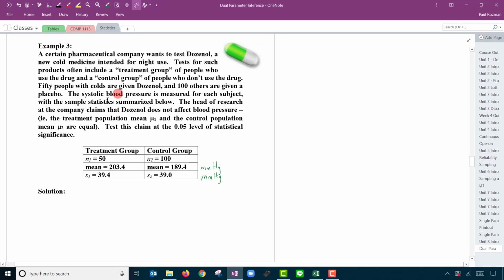Let's see if there's a claim in here somewhere. So we read through this and we see that the head of research at the company claims that Dozanol does not affect blood pressure. So that is our claim here. Dozanol does not affect blood pressure. So that's our step one. We need to convert that claim into our mathematical symbols here.